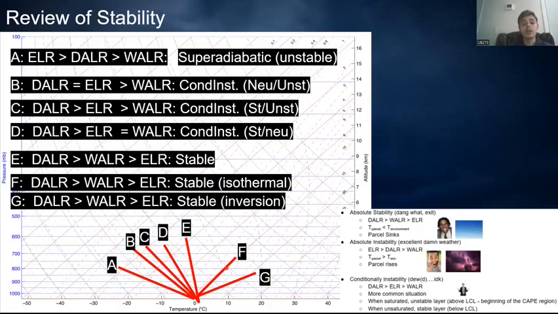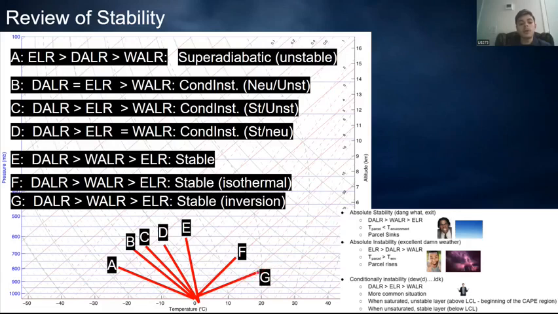But F and G are special situations. F is exactly on the temperature line, and because it's exactly on it, it's called isothermal. Iso means the same, thermal is relating to temperature. It's isothermal if it's directly on that line. And then G is so far to the right that it's still stable, of course, but we're actually in an inversion because temperature is increasing with height.